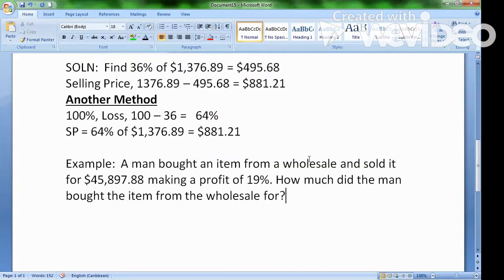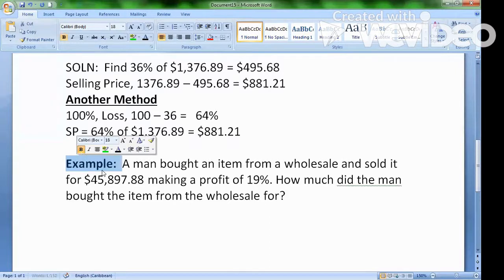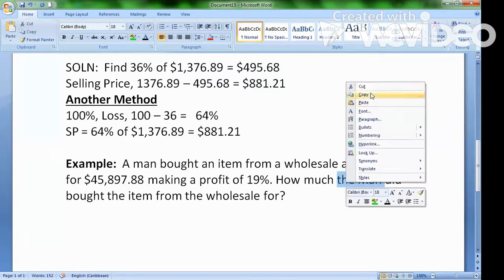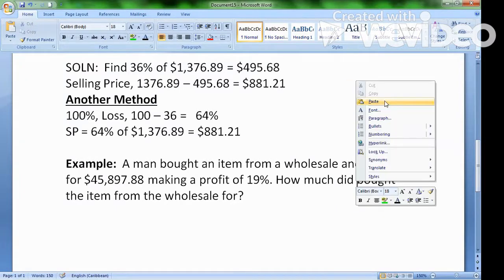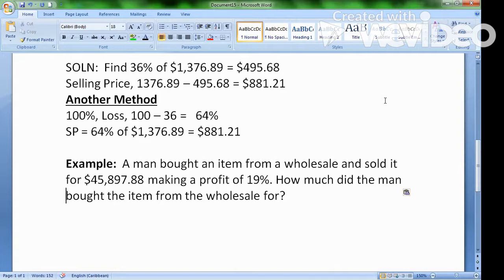All right, look at this question now. Work on this question. A man bought an item from a wholesale and sold it, making a profit. How much did the man buy the item for? Hold on. Let me just click out of that there. Let me look up the question now. All right.